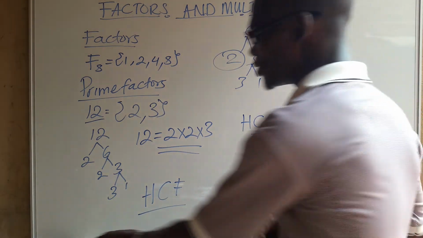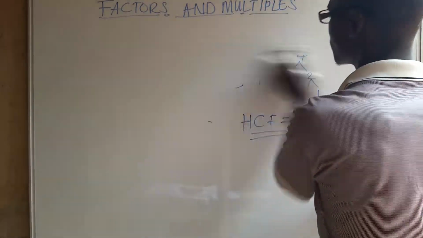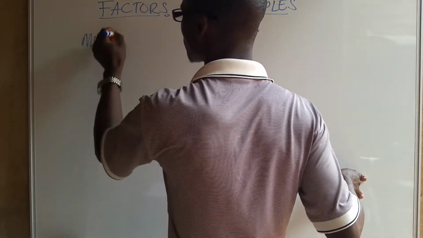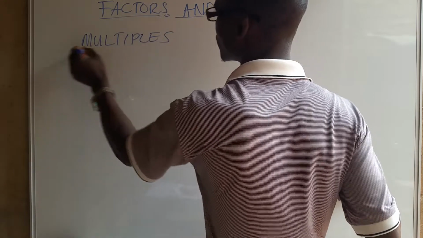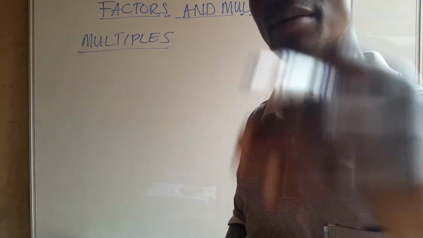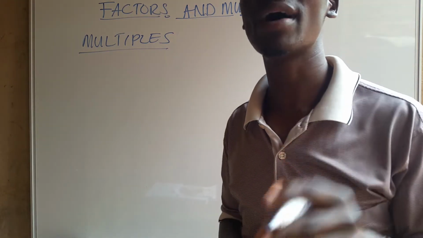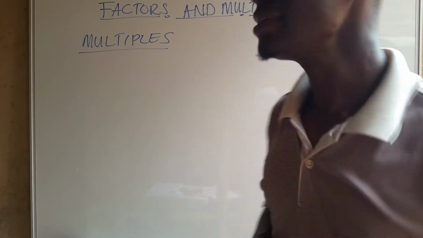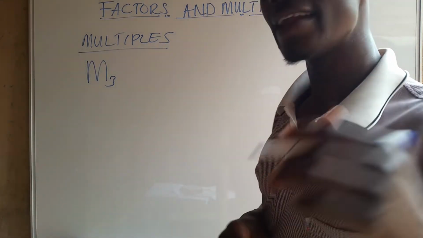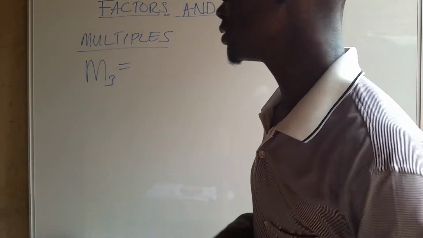Then we also look at multiples. Multiples of a number are those numbers obtained when you multiply that given number by natural numbers. Let's say multiples of 3. These are the numbers that you will get when you multiply 3 by other natural numbers.